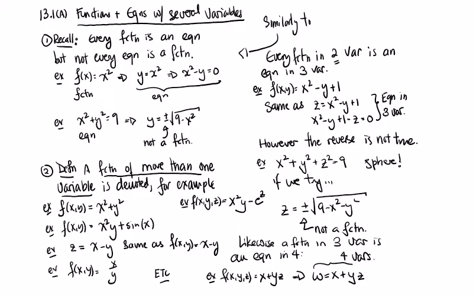So again, the big thing to remember is every function is an equation, but not every equation is a function. And just this notation that we write something like f of x comma y or f of x comma y comma z doesn't have to be x and y. It could be f of a comma b. They're just variables. Doesn't matter.